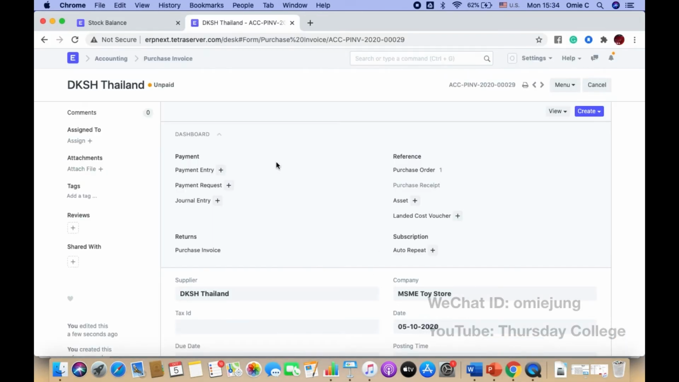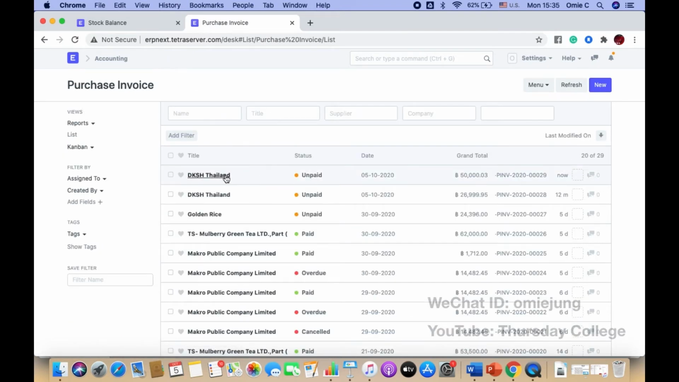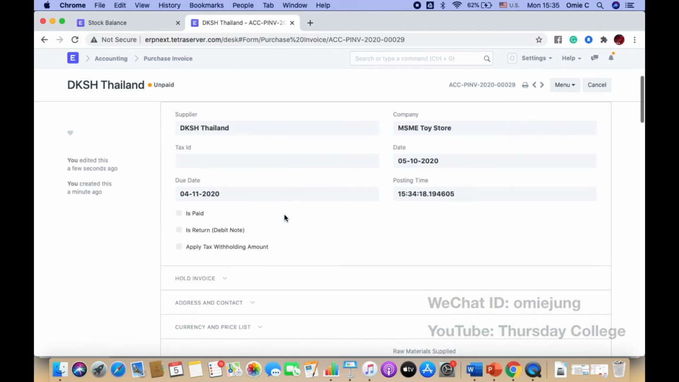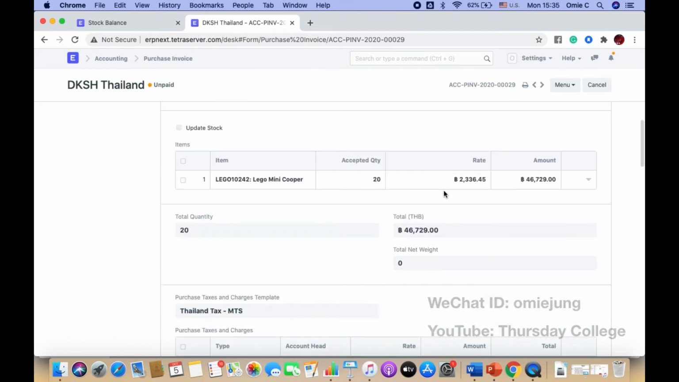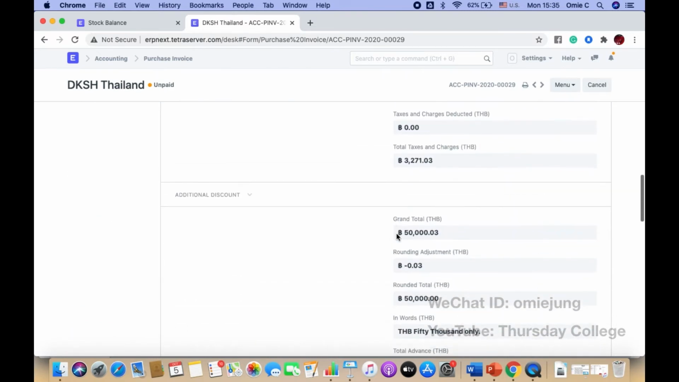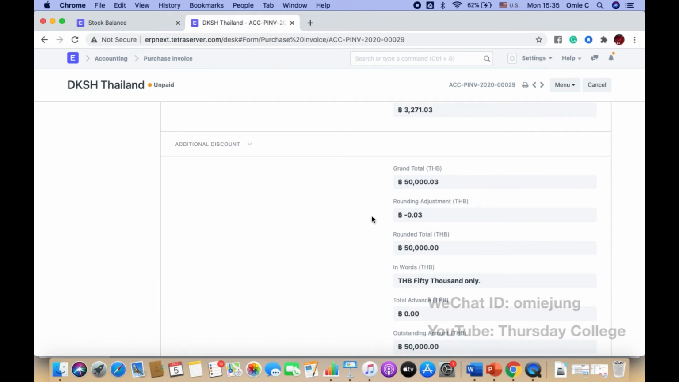Okay, so at this moment, this purchase invoice that you issued for 20 units, and the value is 50,000 baht, you haven't paid, right? We didn't make the payment yet, but you found out that the product is defective, so you want to return it.